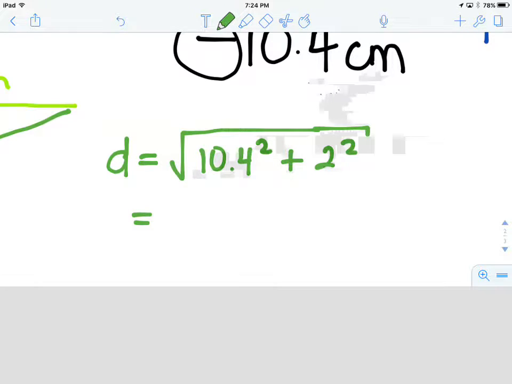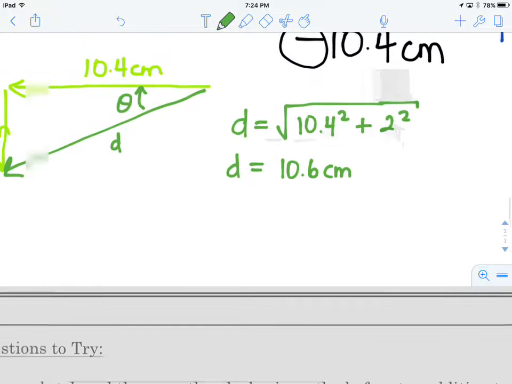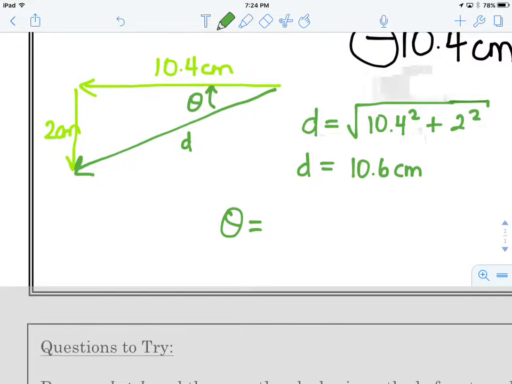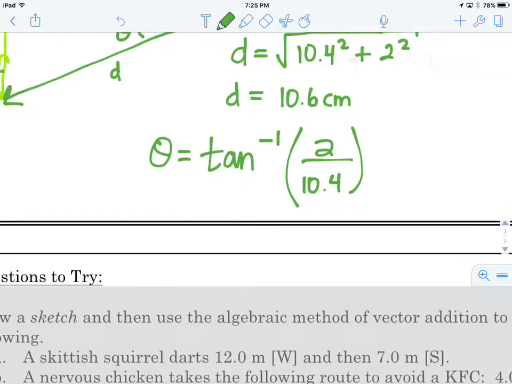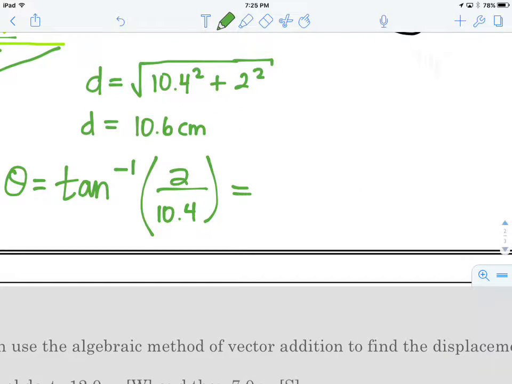And this will be 10.4 squared, plus 2 squared, take the square root of the whole thing, and I get 10.6 centimeters as my distance. And the angle, how do you find this angle? You look at this and you say, well, I've got an opposite and I've got an adjacent, and so I'm going to use the tan ratio, and it's going to be the inverse tan of opposite 2 over adjacent 10.4. And when you do this, and this is again straight calculator work, the inverse tan of 2 divided by 10.4 is equal to pretty close to 11 degrees.